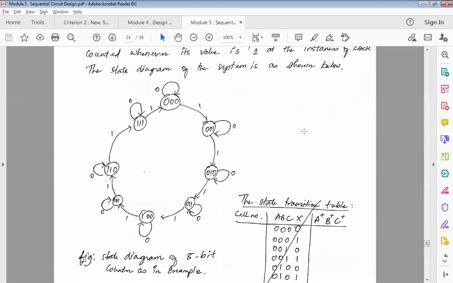So now you have to understand how this diagram has come. I hope you have now understood how we have got these binary combinations. Yes or no? Any doubts here, students?